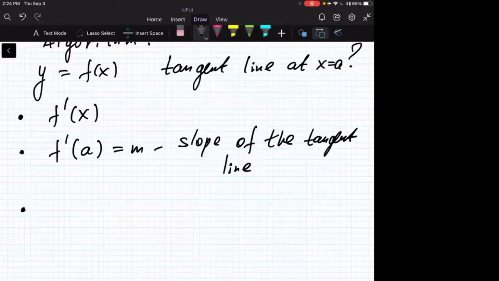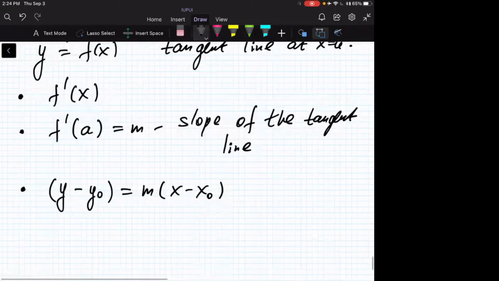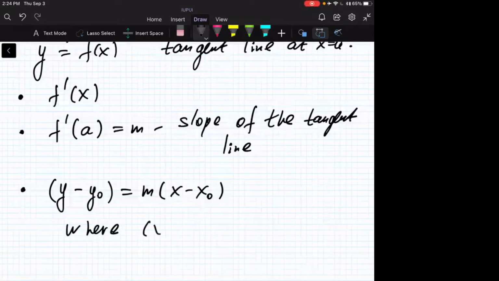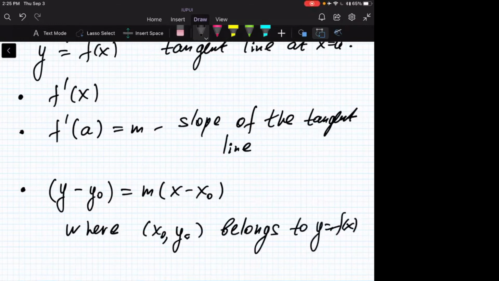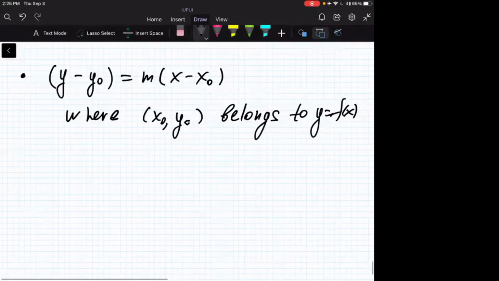Third step is to write down the equation for the straight line in the following form. That's what we discussed at the end of the class. It is y minus y0 is equal to m times x minus x0, where x0, y0 belongs to y equals f of x. And basically that's it. So geometrically, it looks like this.